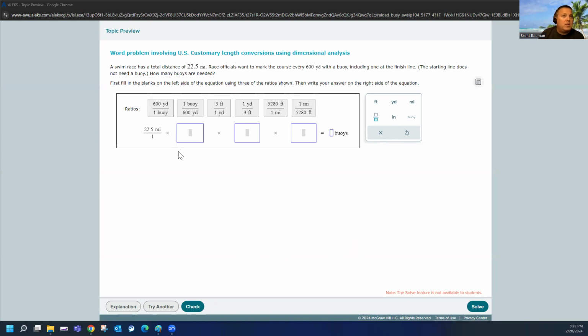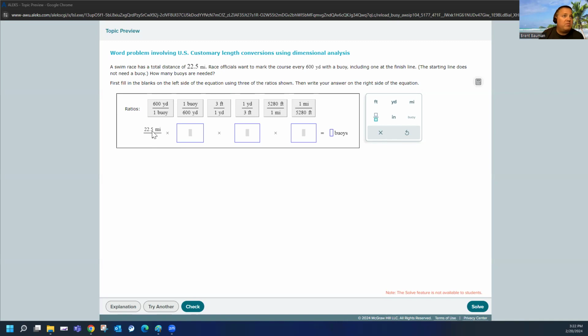So let's go ahead and look at this one. We're starting with miles and we're trying to get to how many buoys we need. So we need to convert, and we eventually need to get to an end where we have buoys in the numerator for our final answer. So let's look at what our options are. There's only so many options, so we might as well look at what we have.